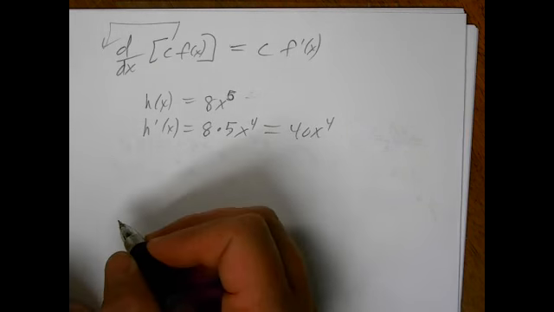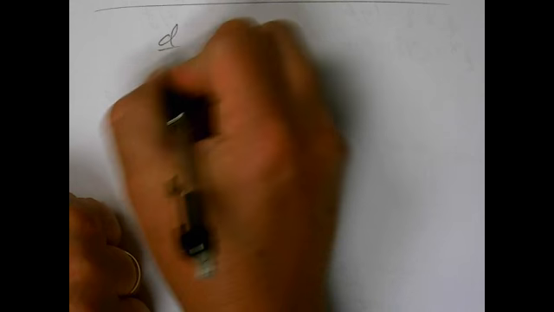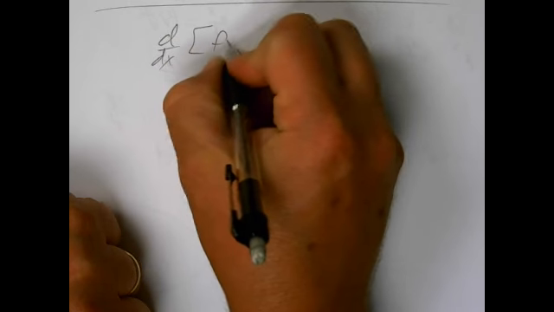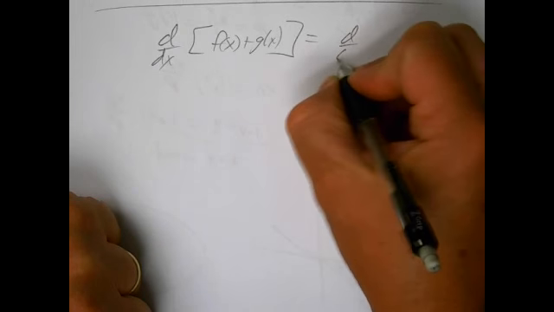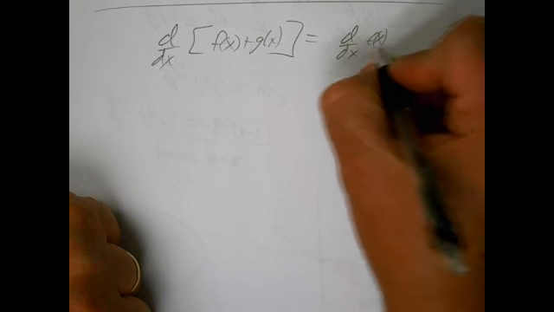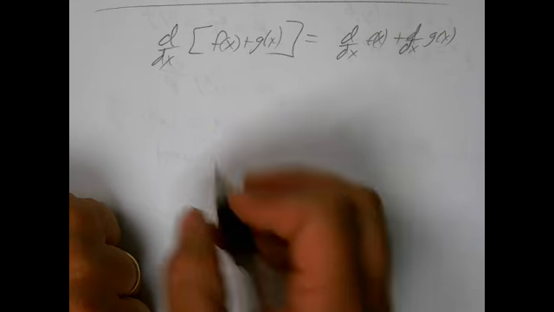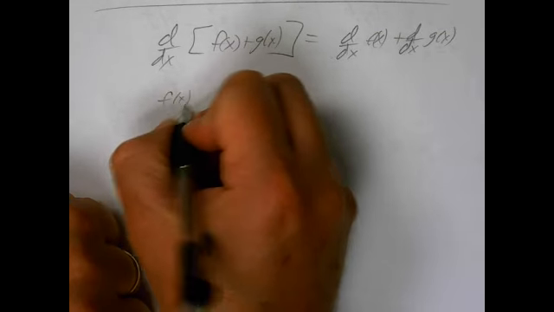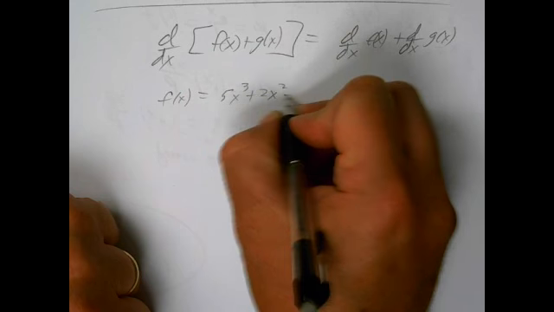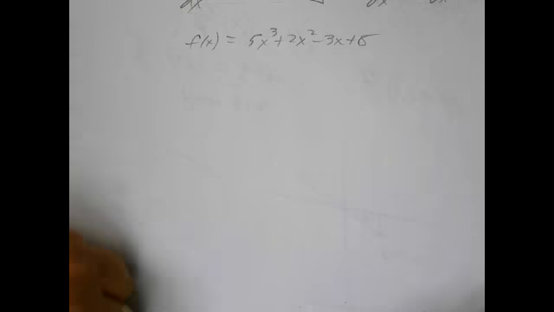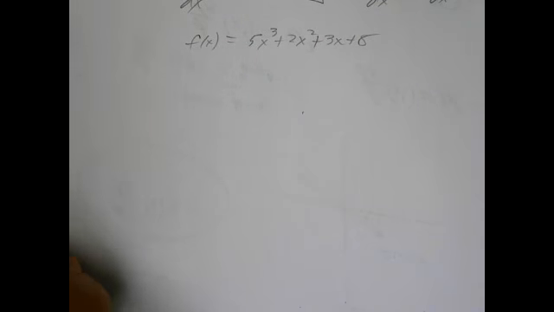We also have a sum rule, as it can be called. The derivative with respect to x of f of x plus g of x is the derivative with respect to x of f of x plus the derivative with respect to x of g of x. So if I had f of x equaling 5x to the 3rd plus 2x squared minus 3x plus 8, let me put a plus in there so I'm technically not breaking the rules.